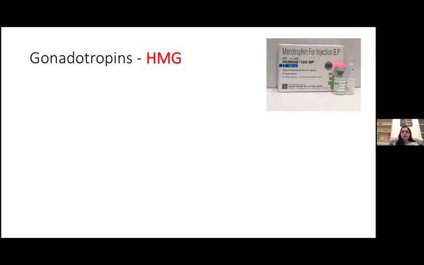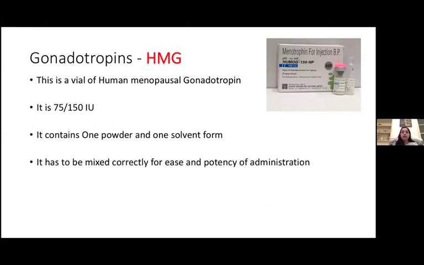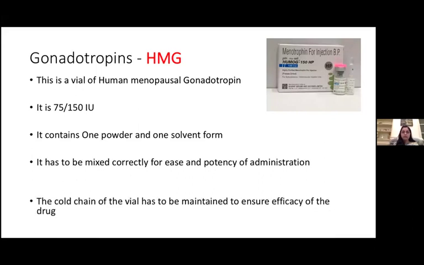So the drugs which we commonly use, I've just kept one as an example for you all. So how do you start answering whenever you get a drug which is a human menopausal gonadotropin? You will say, sir or madam, this is a vial of human menopausal gonadotropin. It may be either 75 or 150 units. So please check before you are answering this question. It will always contain one powder and one solvent form. Both have to be mixed correctly for ease and potency of administration.